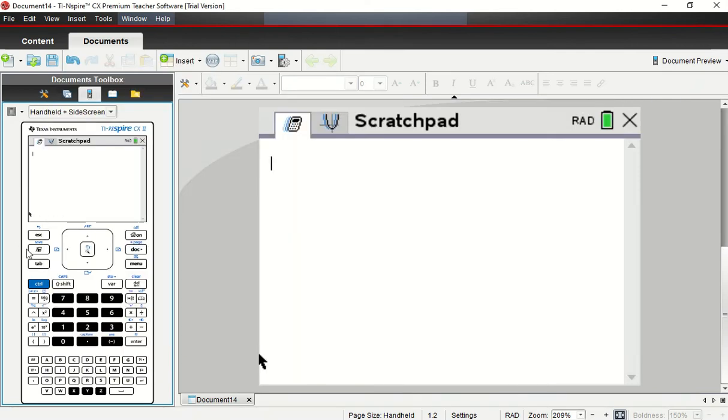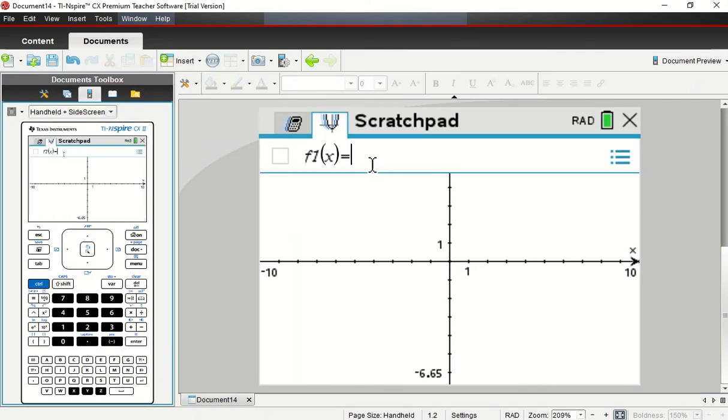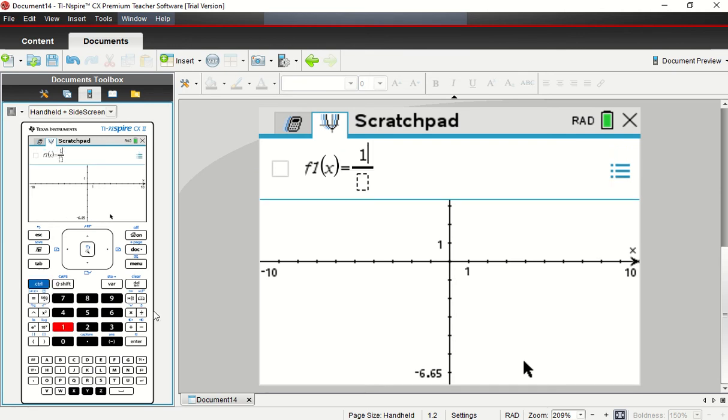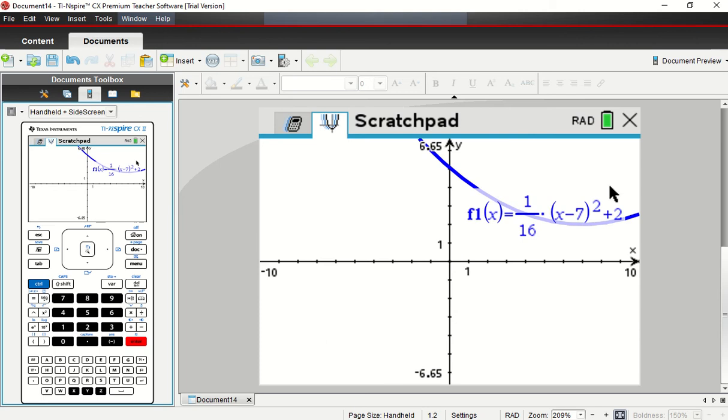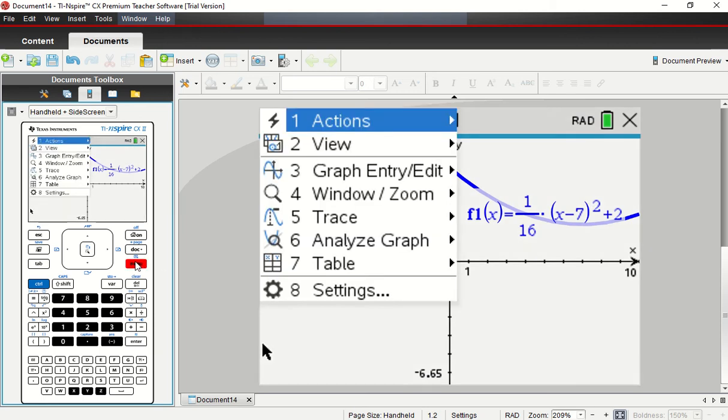To double check that this is the correct equation, you can always use your calculator. So we will go to the calculator and graph this right here. We're going to graph the 1 over 16, and then we put parentheses, x minus 7, squared, plus 2.